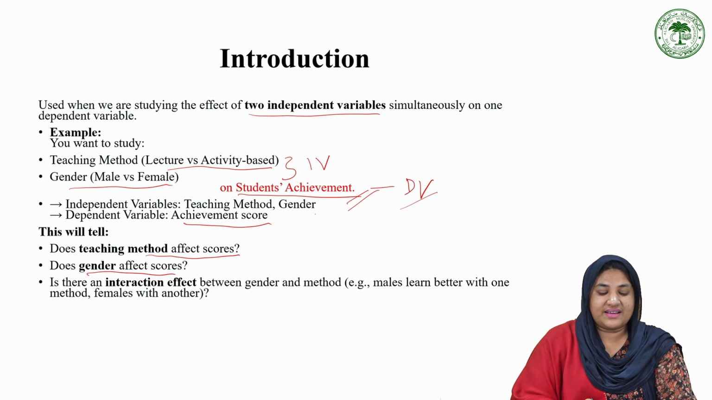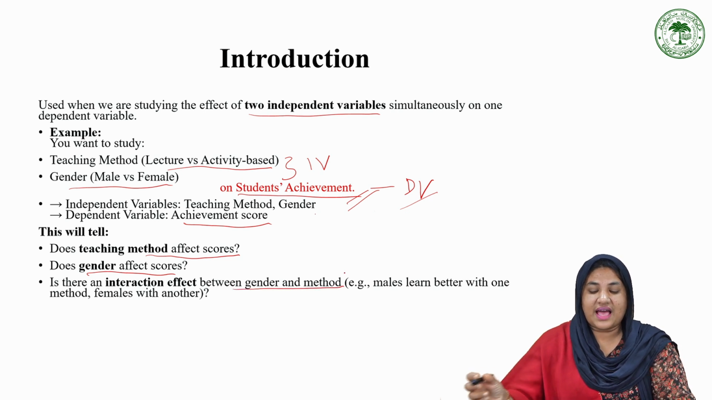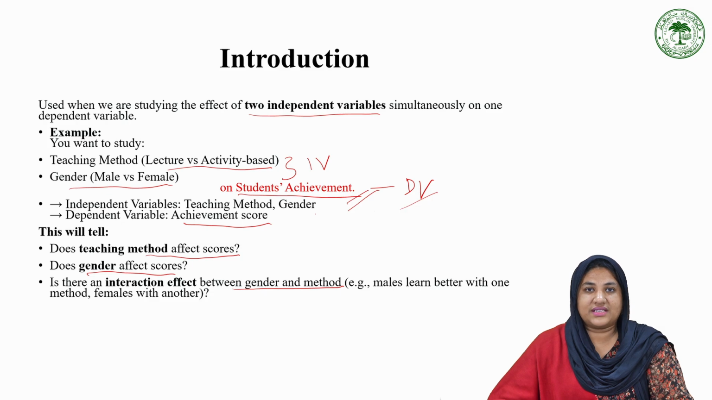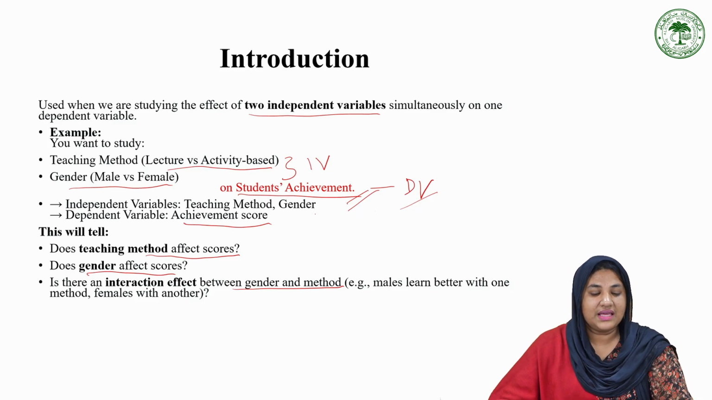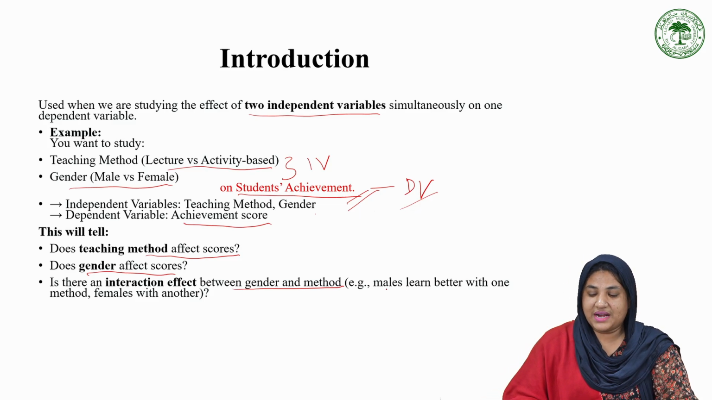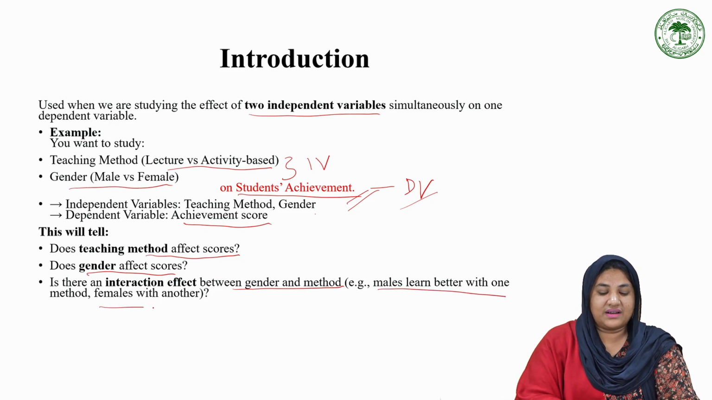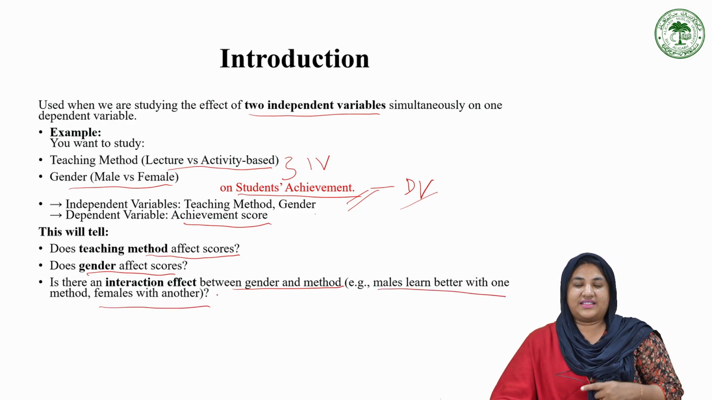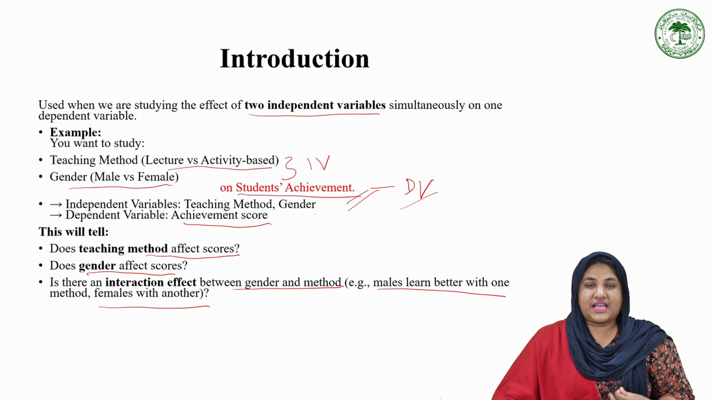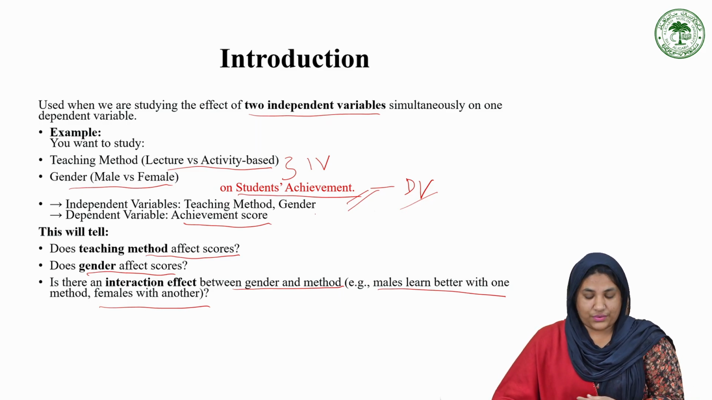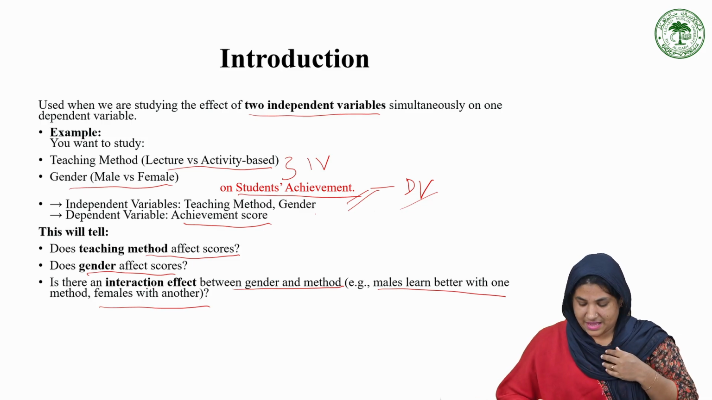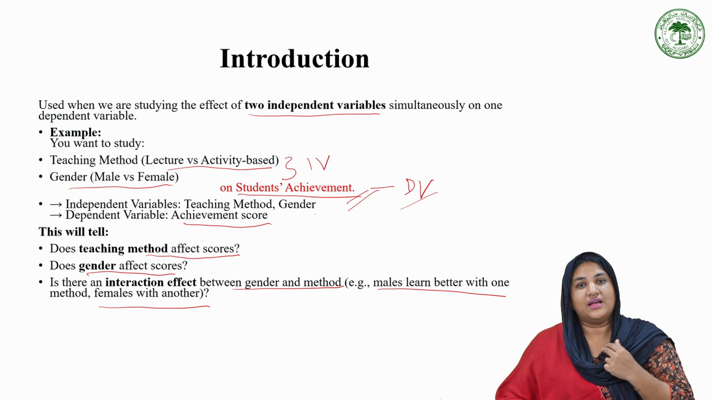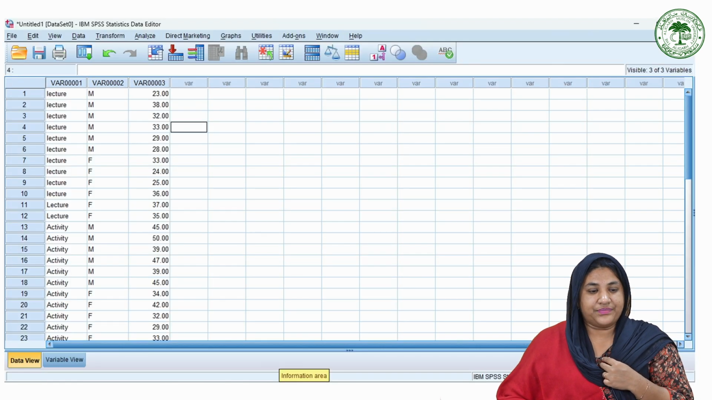Is there an interaction between gender and the method of teaching? That means the interaction effect of both independent variables is also given by two-way ANOVA. For example, males may learn better with one method and females with another method. That kind of interaction effect is also given by two-way ANOVA.